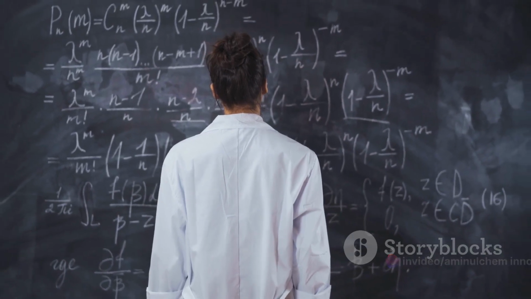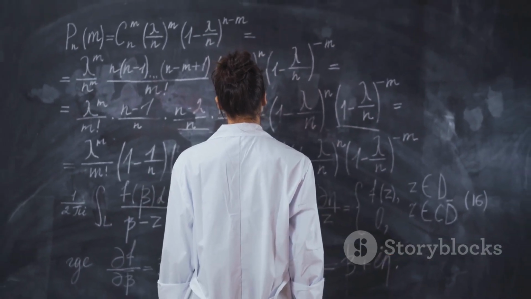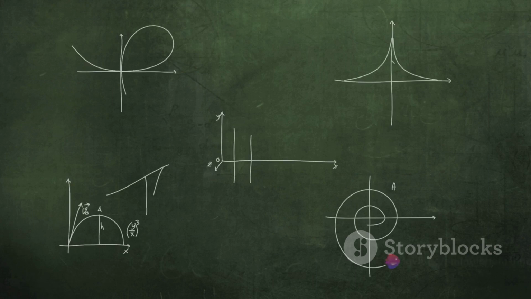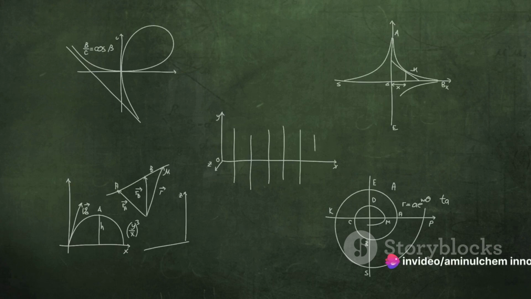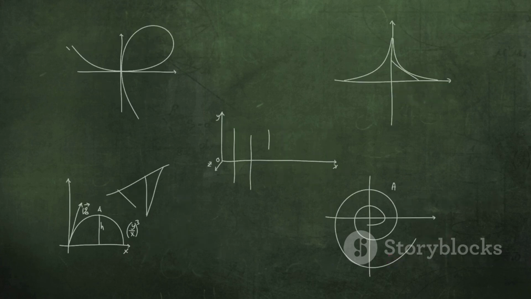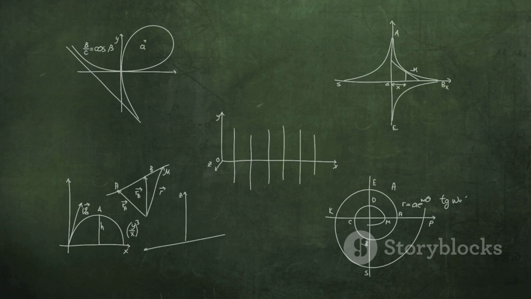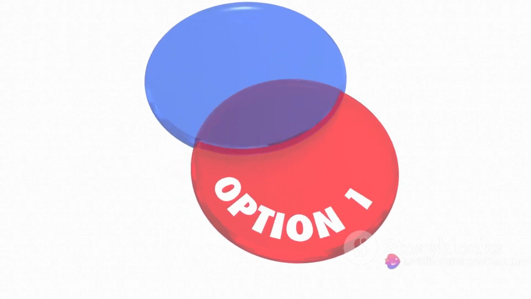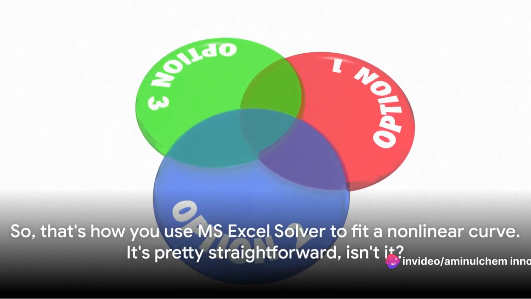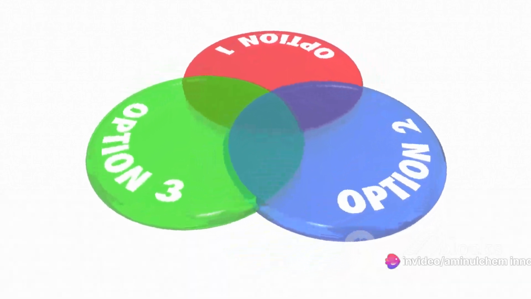Click Solve. If all goes well, you'll be greeted with a Solver Results dialog box, indicating that a solution has been found. You'll see your optimized parameters, and your curve should now fit your data like a glove. But what if it doesn't? Well, you can fiddle with the Solver options, try a different solving method, or reevaluate your data and model. Remember, curve fitting is as much an art as it is a science. So, that's how you use MS Excel Solver to fit a nonlinear curve. It's pretty straightforward, isn't it?